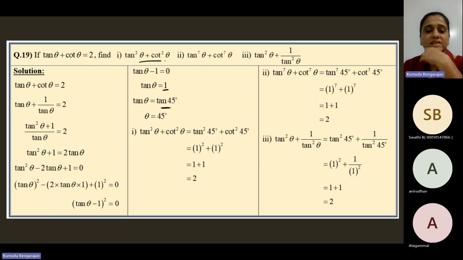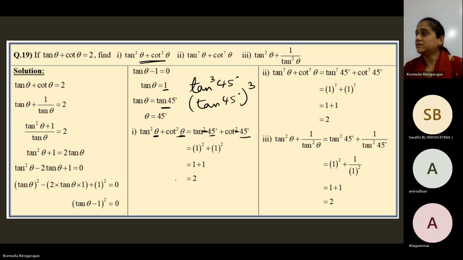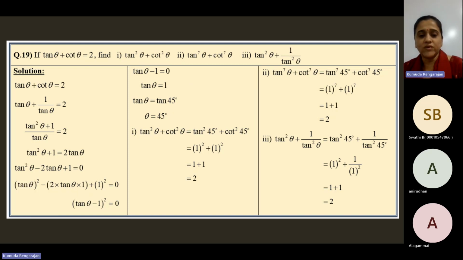So now evaluate tan square theta plus cot square theta. Where there is theta, put 45 degrees and write the value from the table. Tan 45 is 1, cot 45 is 1, squared. We know that tan cubed 45 degrees is nothing but the value of tan 45 degrees, the whole cubed. So tan square 45 means write the value of tan 45, 1, and put the square.